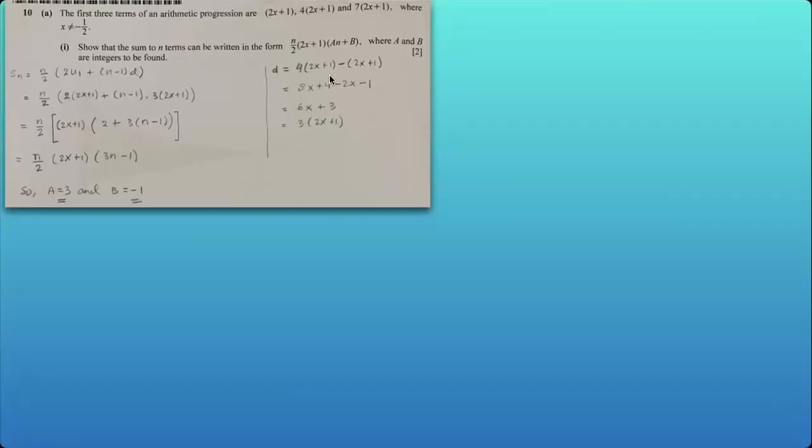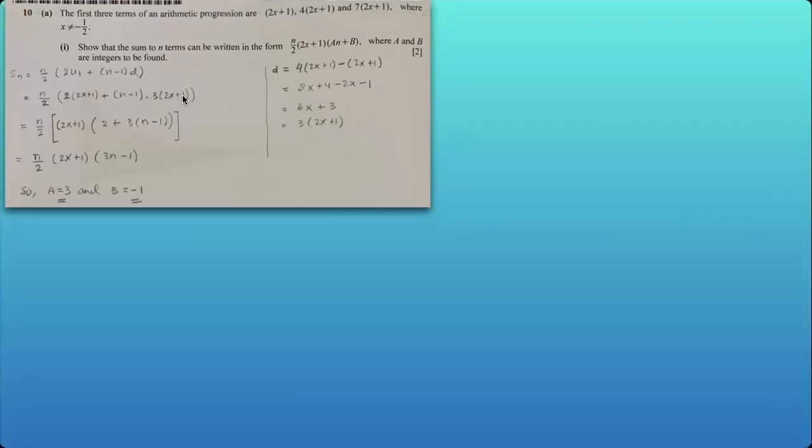We can find the common difference, which is the term after subtracted by the term before. I choose that term subtracted by that term, or you can do the third term subtracted by the second term, up to you. So this is the expression for the common difference.